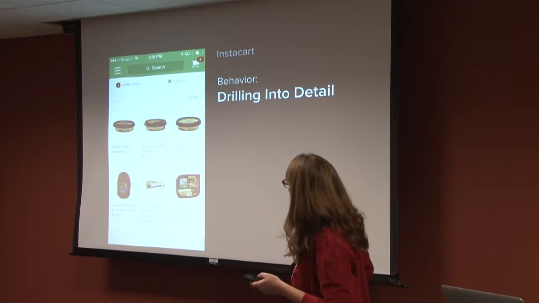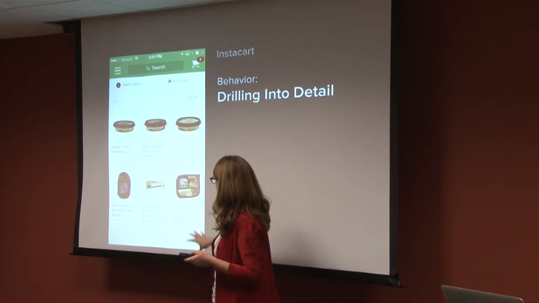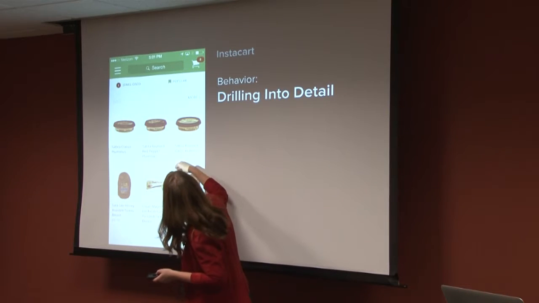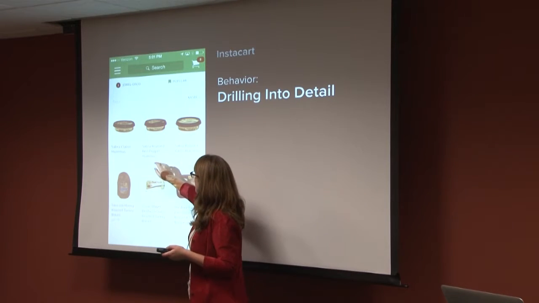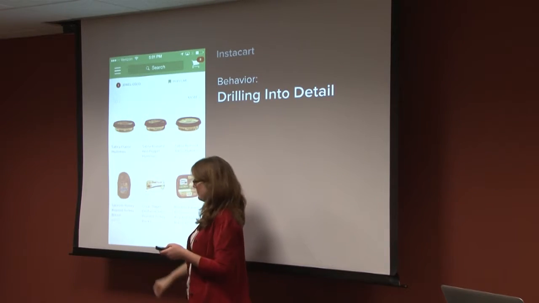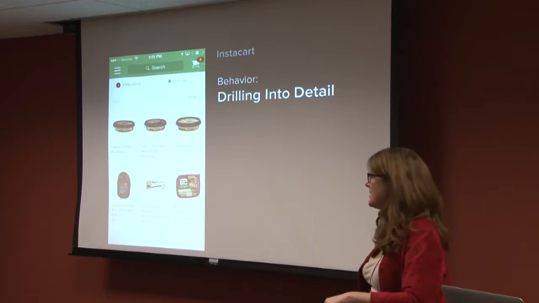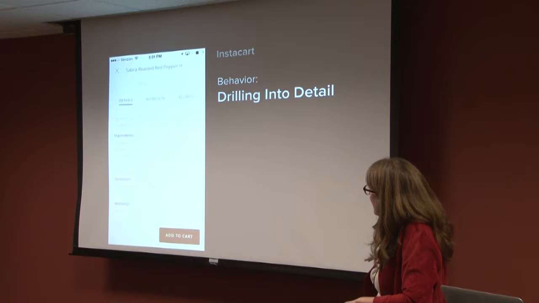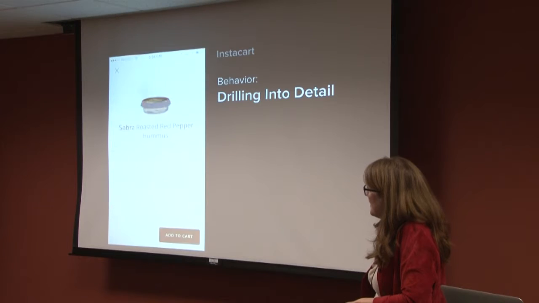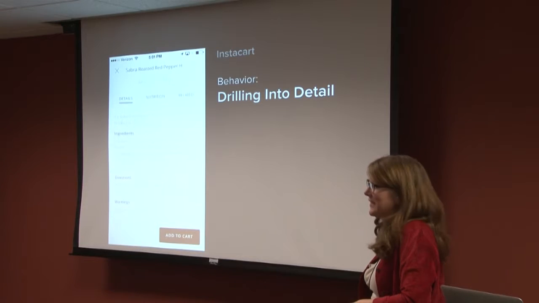This is Instacart, and they do a really nice job of moving you from the gallery into the detail. So here's a gallery page. I don't know what I searched for. Maybe it's just popular things, healthy. And I've decided I'm going to drill into detail on Sabra roasted red pepper hummus. So notice a few things here, and just go ahead and call out things that you might be noticing happening. What do you find interesting about this?